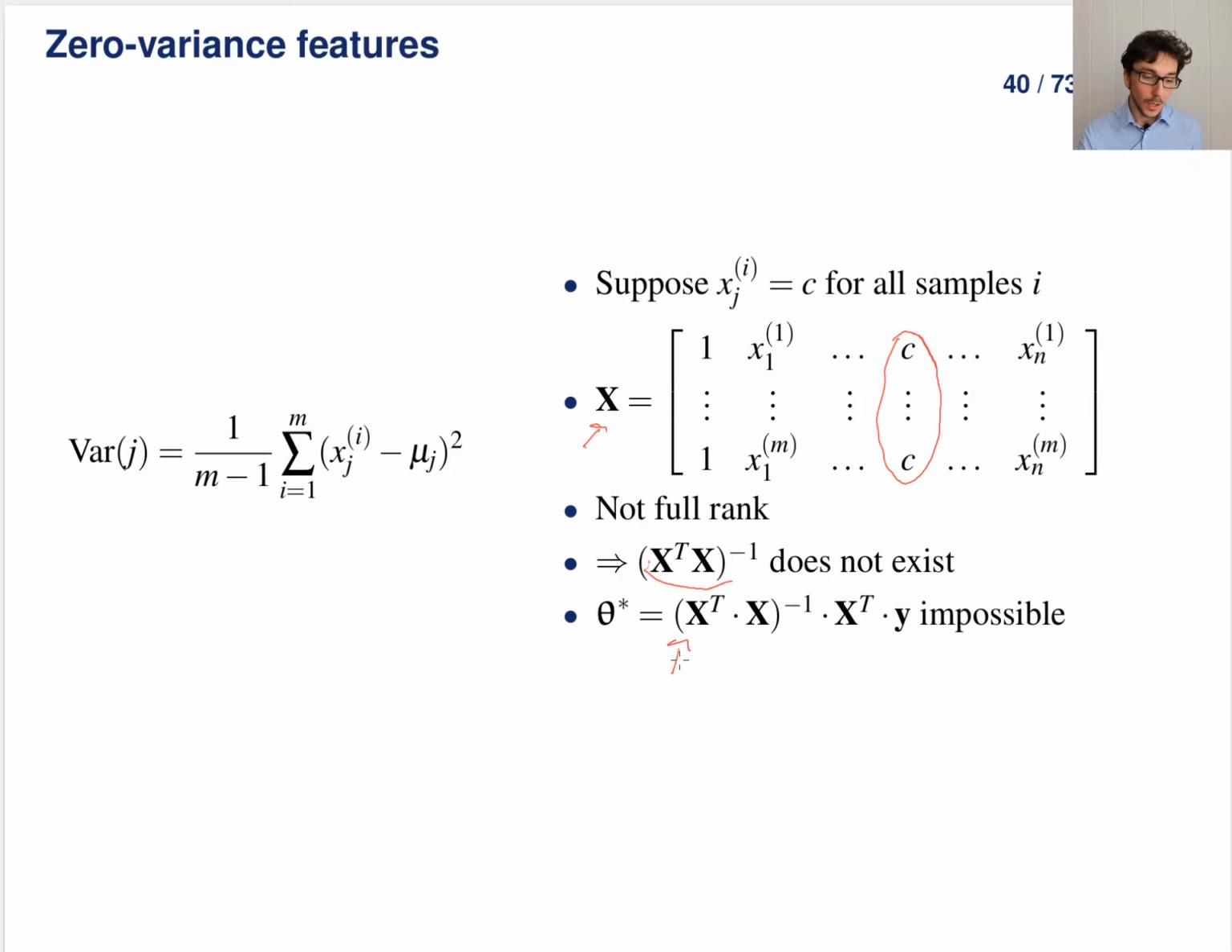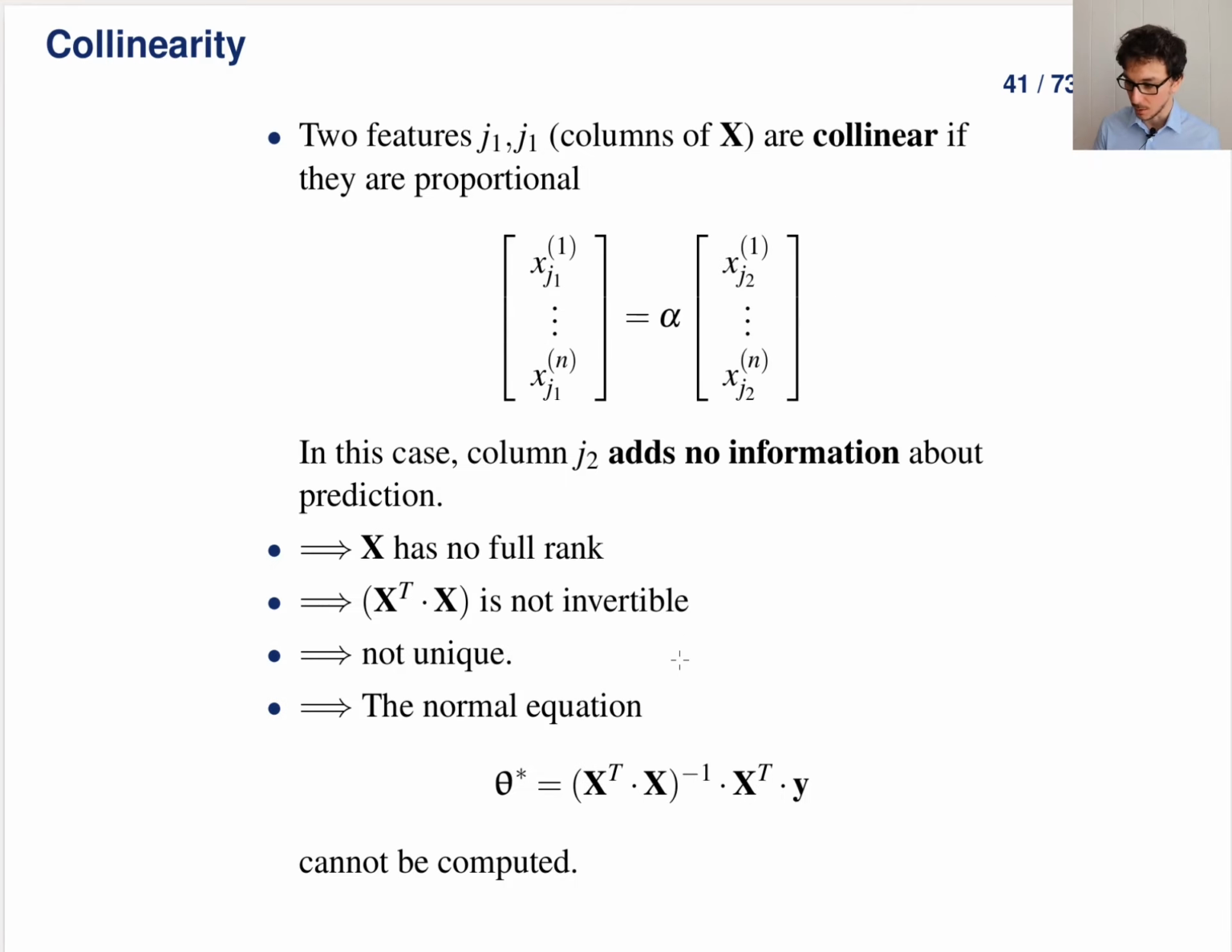And so, actually, you can compute the inverse, but this is not unique. So, in other words, ordinary least square cannot work properly. So, the first check you have to do is to eliminate the columns with 0 variance in order to make ordinary least square work properly. The second thing to verify is that there is no collinearity between features.